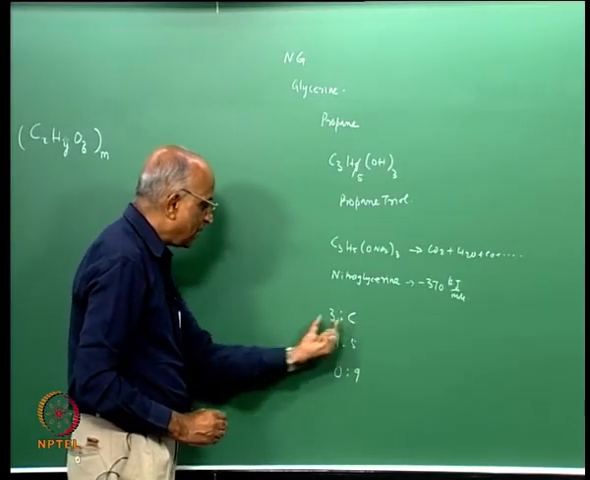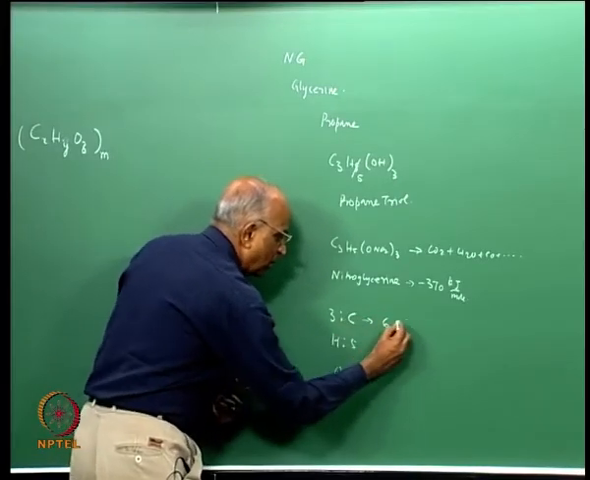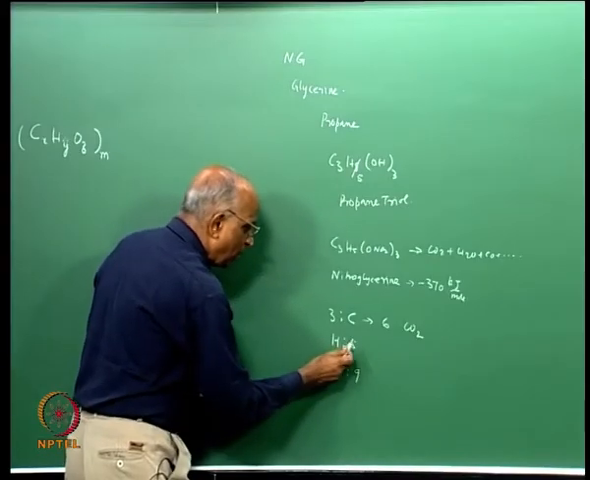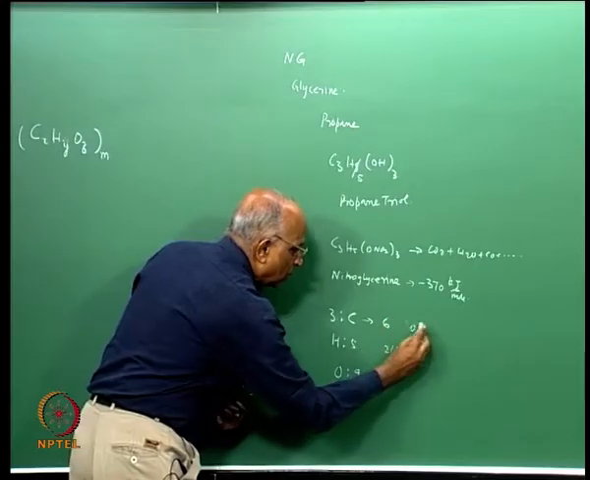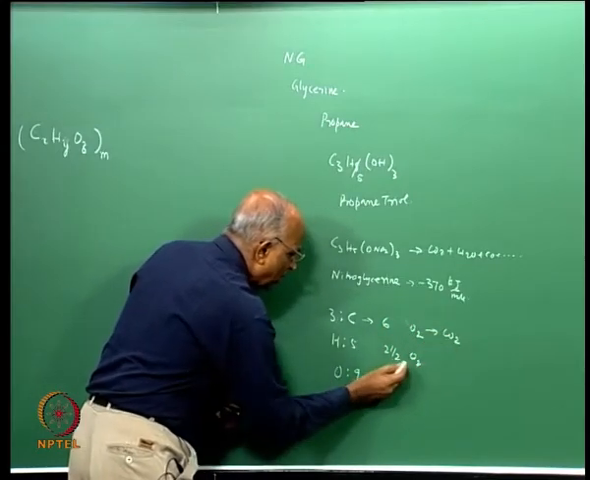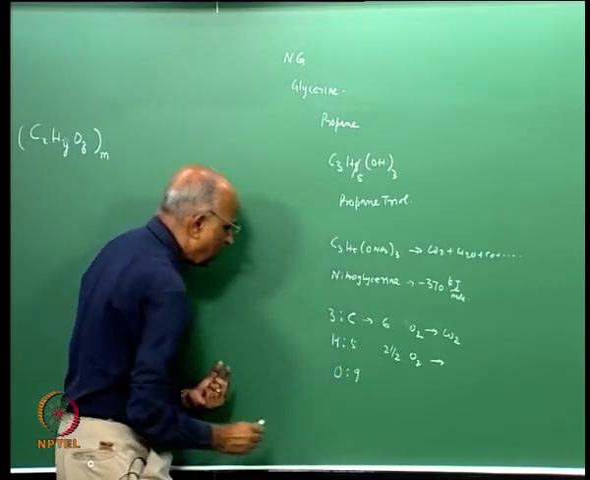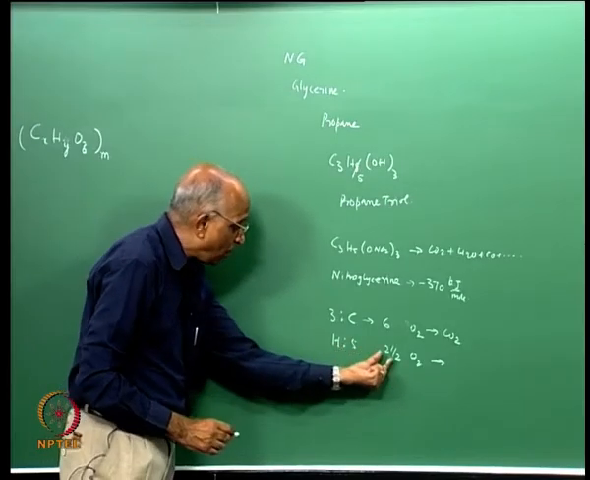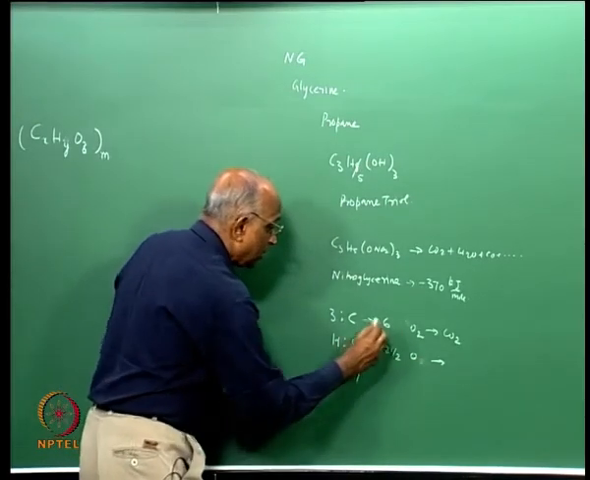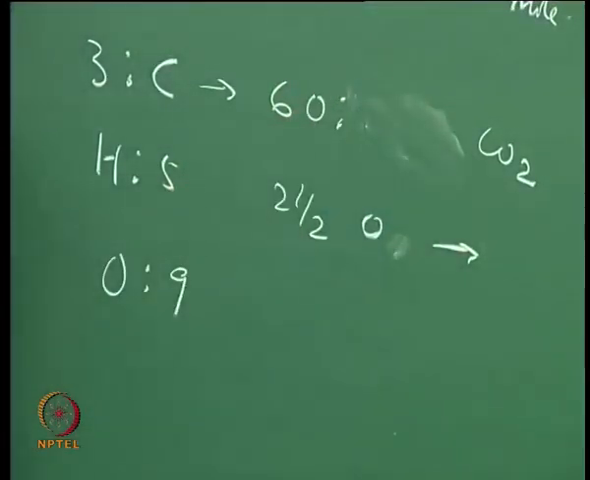Now if I want to oxidize the carbon, I need something like 6 atoms of oxygen to form CO2. I have 5 atoms of hydrogen, therefore I have 2.5 of O is all what I require for water. 6 of O to form, let us say, carbon dioxide. I think I should repeat this again.